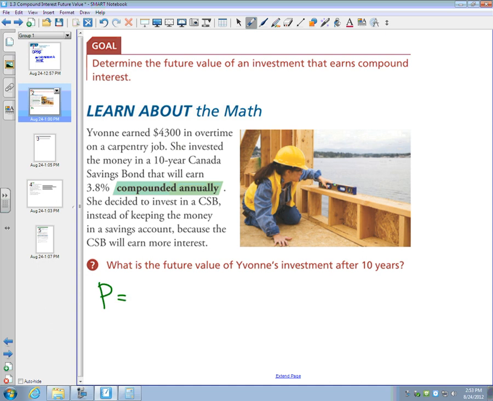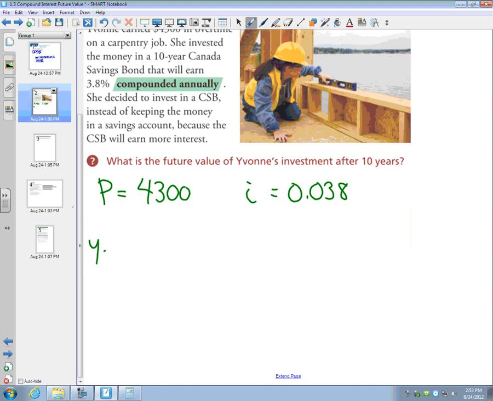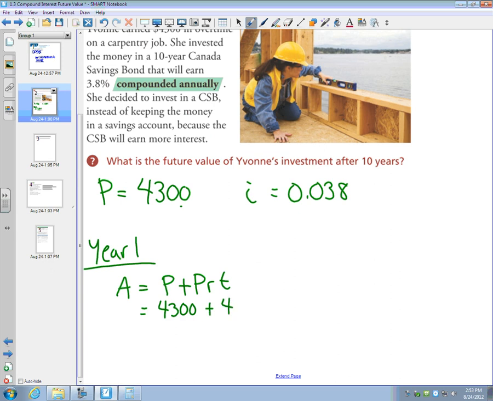Okay, so we know her principal is $4,300. We know her interest rate is 3.8%. As a decimal, we write it like that. So let's look at year 1. Year 0 is 4,300. For year 1, we could use our formula, P plus PRT. So we take our principal of 4,300 and we add interest. Our interest is 4,300 times 0.038, and 1 year has passed from year 0 to year 1.